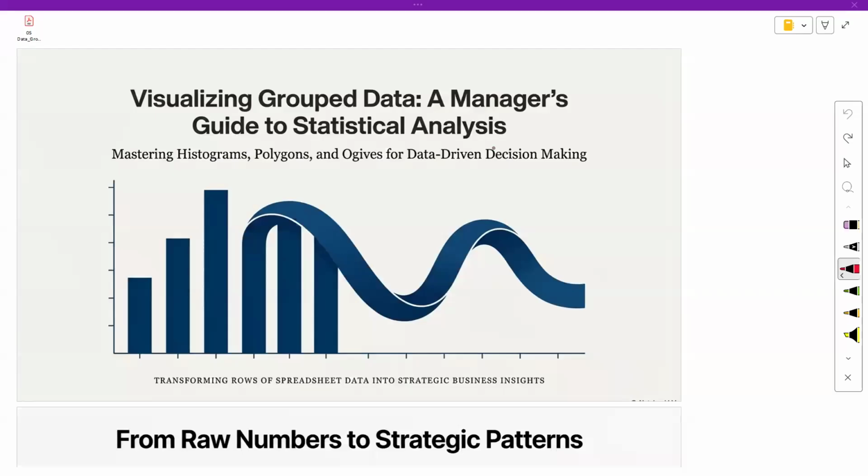Okay, today's session we are going to discuss visualizing group data, a mastering guide to statistical analysis. In the previous session we talked about how we are going to group the data set. It means making classes. What are the steps? So we can recall.